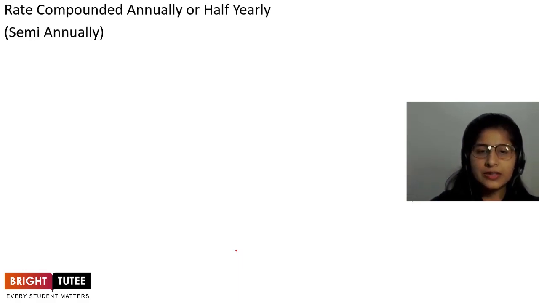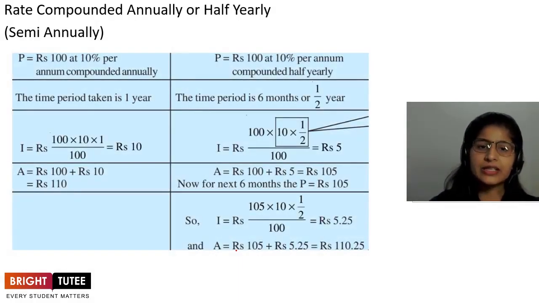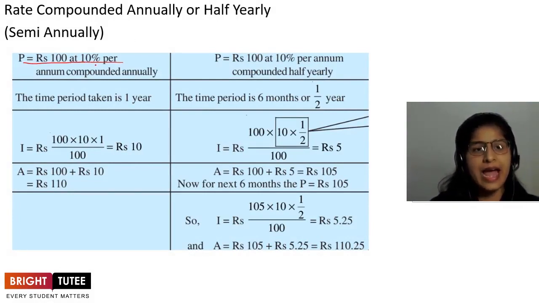Now just see this table. Okay, there is a lot to understand from this. We have principal as rupees 100 at 10% per annum compounded annually, right?